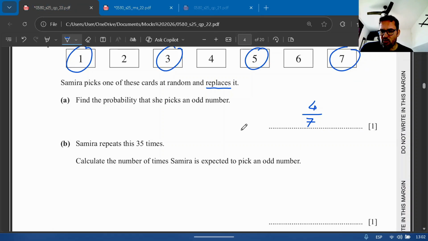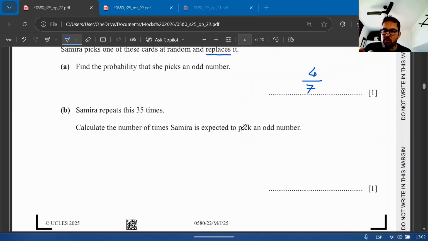She does this 35 times. Calculate the number of times she is expected to pick an odd number. Remember, she puts it back, so each time the probability stays the same. So out of that 35 times, how many times is going to be an odd number? All you need to do here is multiply. 4 over 7 times 35. Remember, we can put 35 over 1. Multiplying fractions, you multiply the top with the top, the bottom with the bottom. So we can do 4 times 35 and 7 times 1.